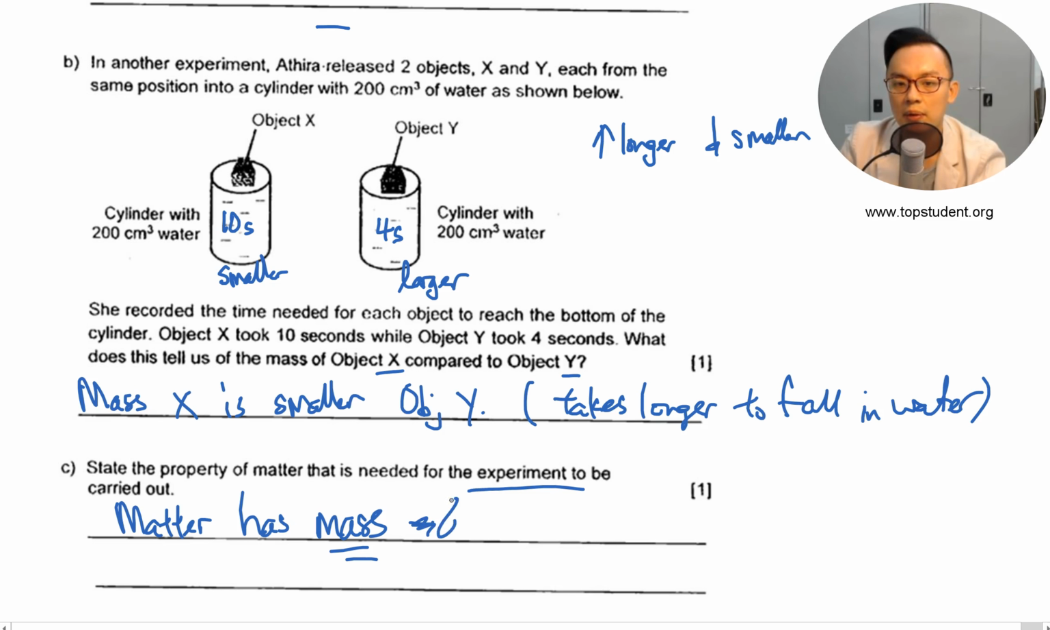The other property of matter is that it takes up space. So matter has mass and takes up space. These are the two properties that you have to remember, and you'll be seeing this in the other questions.